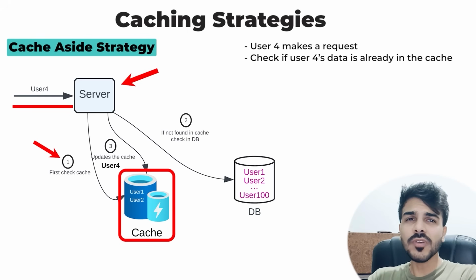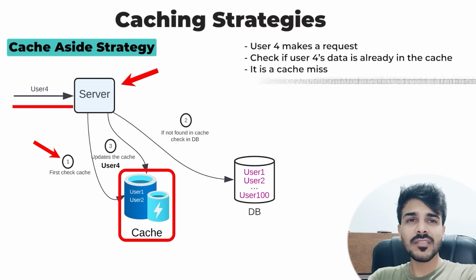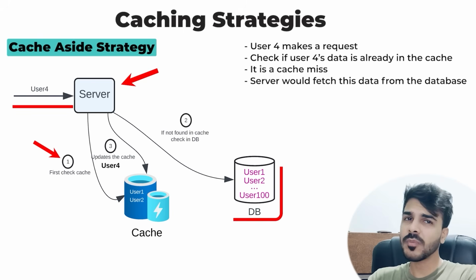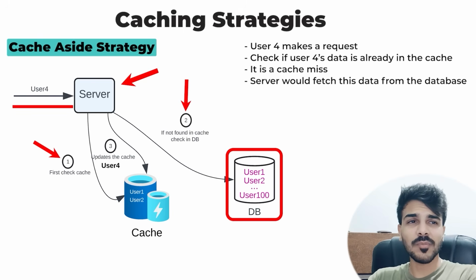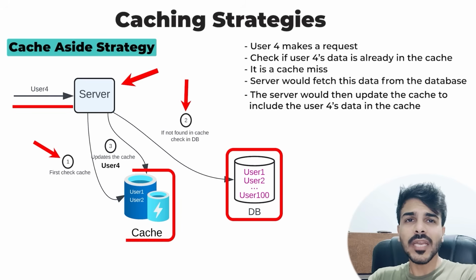Now, since user 4's data is not present in the cache, that is, it is a cache miss. In this case, the server would fetch this data from the database that is highlighted in step 2. After getting the data from the database, the server would then update the cache to include user 4's data in the cache. This is because next time there is a request for user 4, we can just quickly retrieve it from the cache without going to the database.